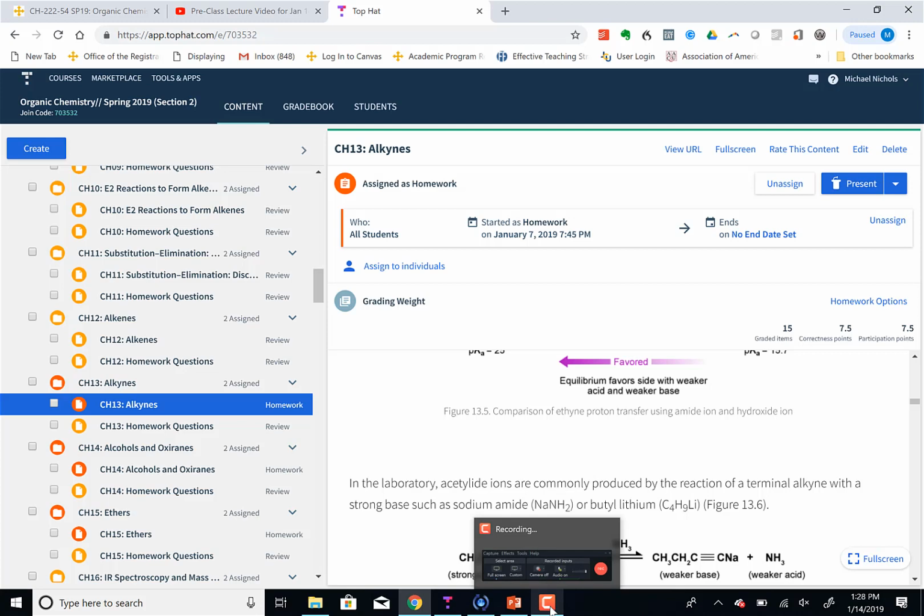Okay. So those are the 2 big things, Canvas and then obviously the Top Hat. And we're not going to use the Top Hat classroom system today. We'll use it maybe on Wednesday and then into Friday. Okay, any questions?